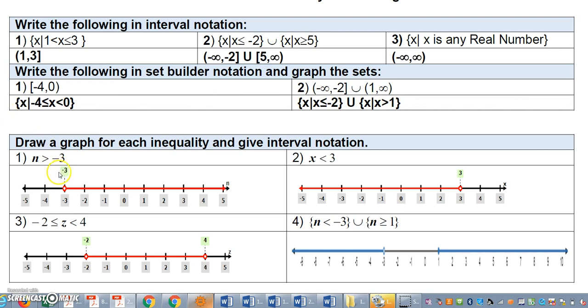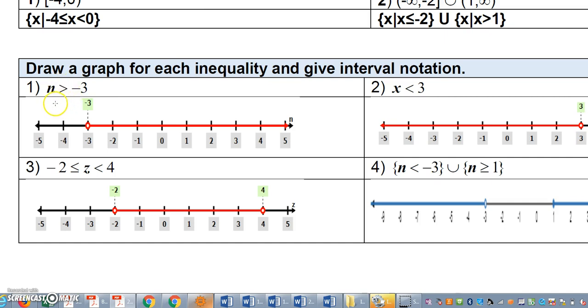And then let me just show you these real quick. I'll do 1 and 3 first, since those are easy to show you right here. So if I wanted to show n is greater than negative 3, I would start at negative 3, but since negative 3 is not in the solution, I would use an open circle and then shade everything to the right of negative 3. Now if I want to represent the set between negative 2 and 4, but include the negative 2 and not include the 4, then I would go negative 2 to 4 there.